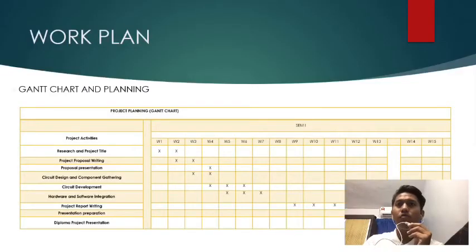This is my work plan. I assembled all my work plan in this Gantt chart. Starting at week 1, I started to do the research and choose my project title, which is security alarm system for U10 student laptop. I worked on this project until week 13 and was able to build it.